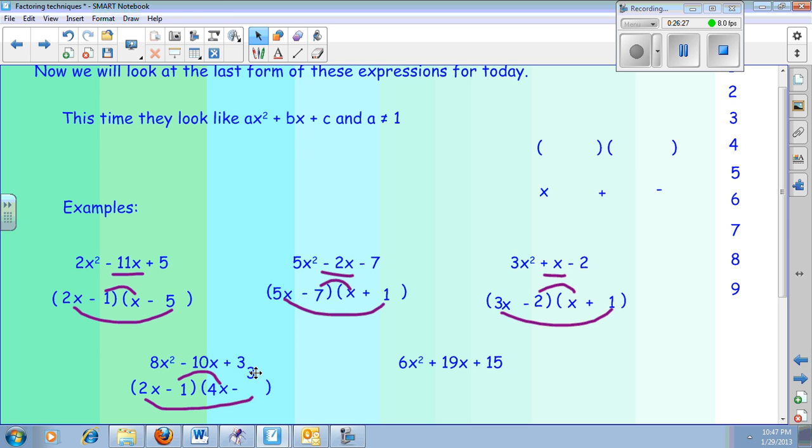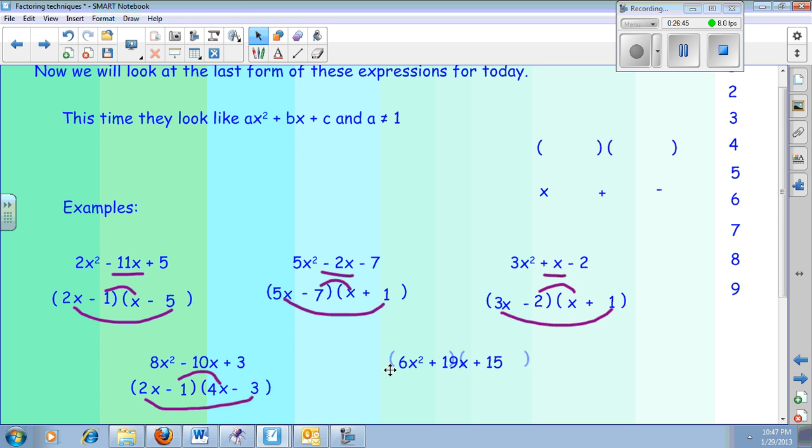So let's see what we get when we take outside inside with this. 2x times negative 3x is negative 6x, and negative 1 times 4x is negative 4x, and when we add those together we get negative 10x. So it does work.